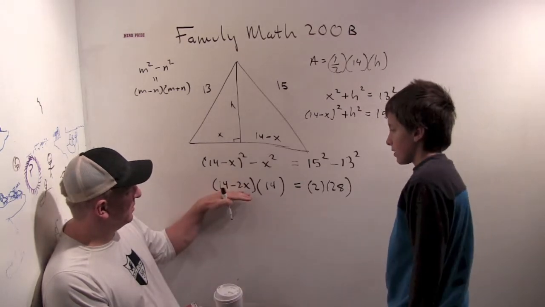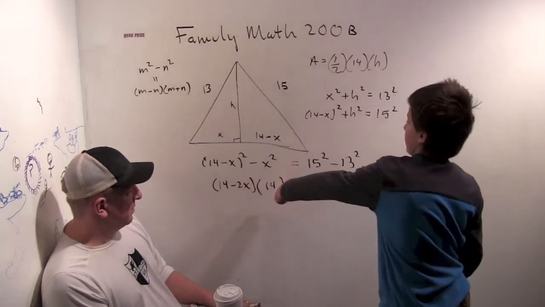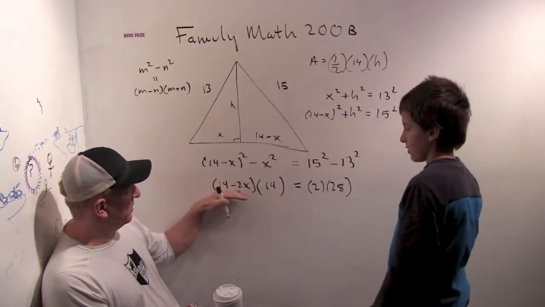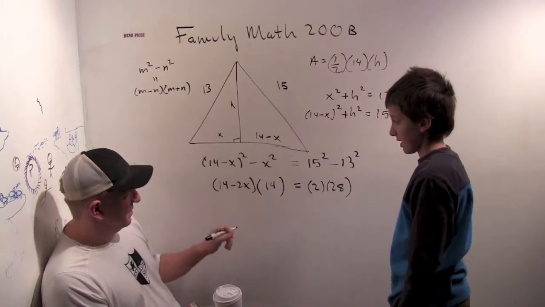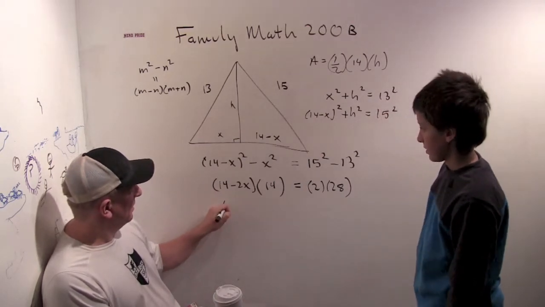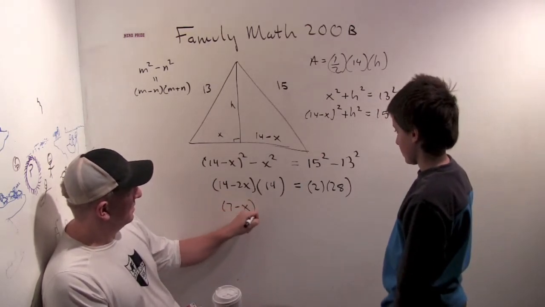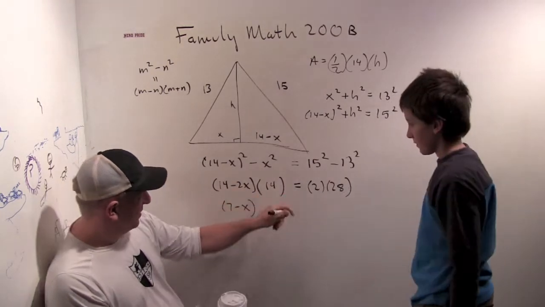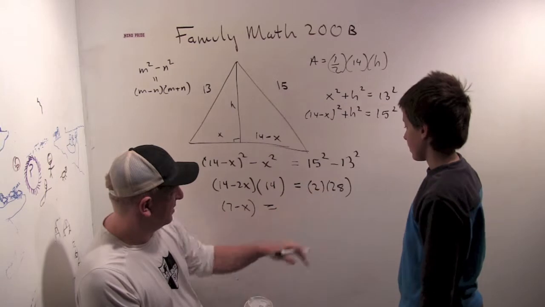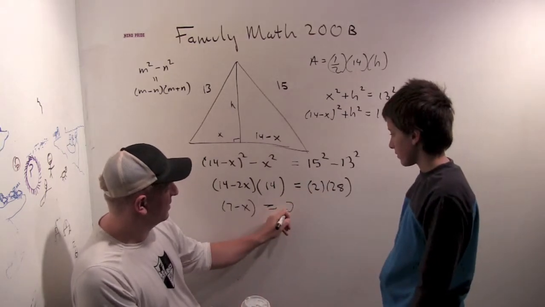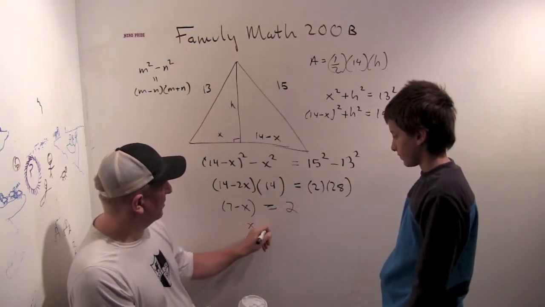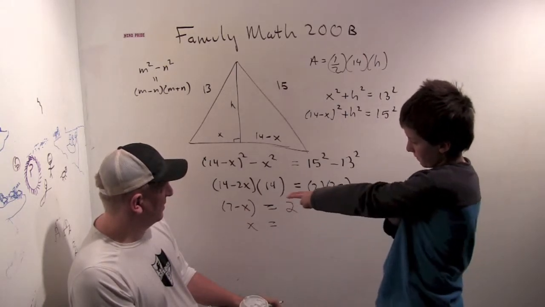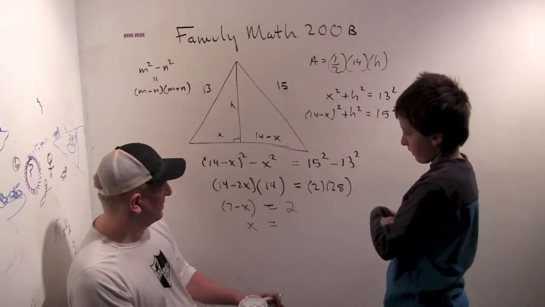Is this side divisible by 28? Well, yeah. We have the 14 here, and we have the 2 in here. What happens when I divide this by 2? You get 7 minus x. Okay, so I get 7 minus x. The 14 goes away. Equals what on this side? Is 2. So x equals? X is, well, 5.